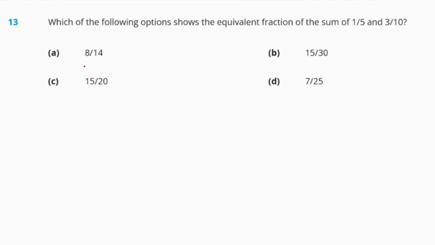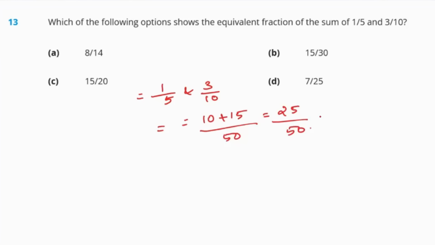Next question. Which of the following options shows the equivalent fraction of the sum of 1 by 5 and 3 by 10? So which is the fraction equivalent to the sum of 1 by 5 and 3 by 10? First we will find the sum. When we take the sum, we will get 10 plus 50 by 50, that is equal to 25 by 50. When we simplify that, we will get 1 by 2.